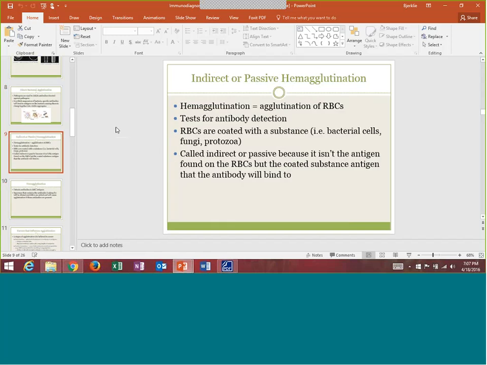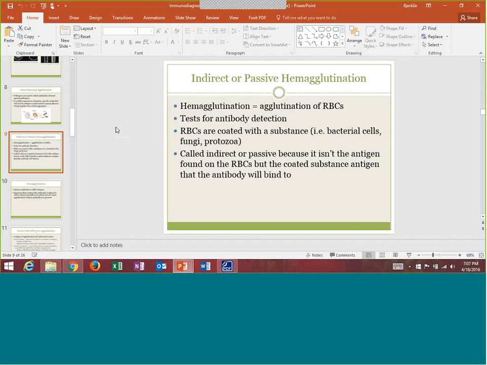Indirect or passive hemagglutination. The word heme is going to tell us it involves red cells. So in this case, now we're looking for agglutination of red blood cells. Again, you're looking to detect antibodies that were made, and we coat the red cells with a substance, whether it's bacteria, fungi, parasites, and then we kind of look for the agglutination, again, clumping.